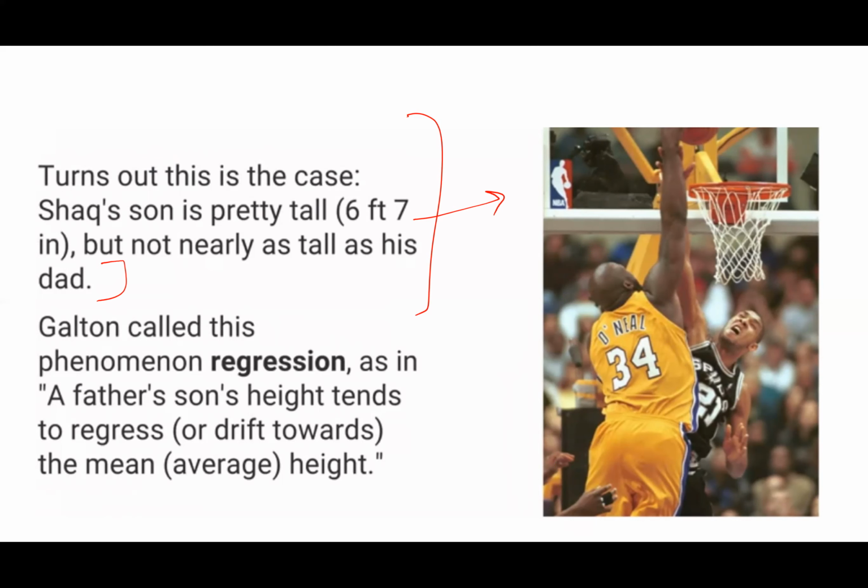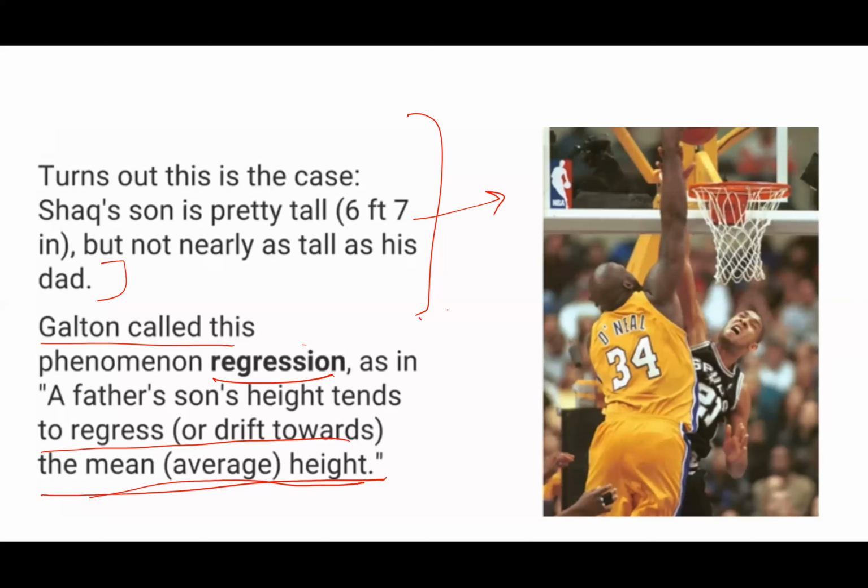So Galton called this phenomenon regression, as in a son's height tends to regress or drift towards the mean average height, right? So this phenomenon is called regression, where any property or parameter tends to regress towards the average. If you see 10,000 people and pick any person, what will you say his height can be? You cannot directly say he'll be 7 feet or 8 feet, you have not seen that, right? So whatever the height is, your best guess is going to be the average of the whole population, right?